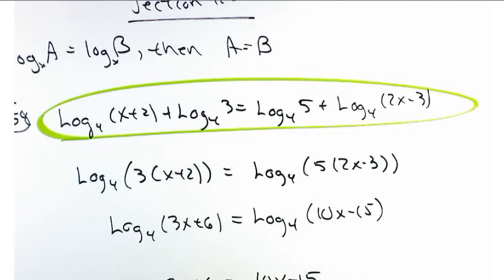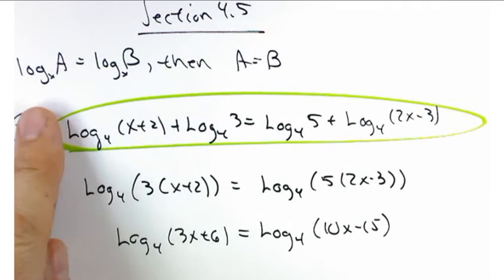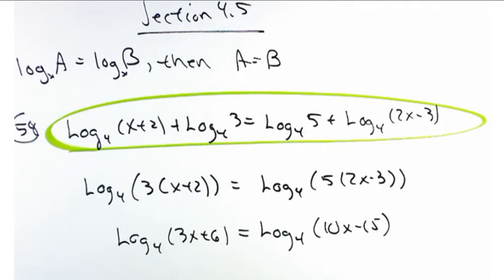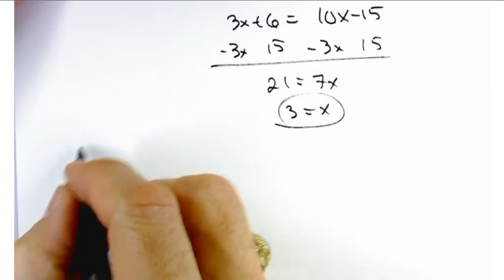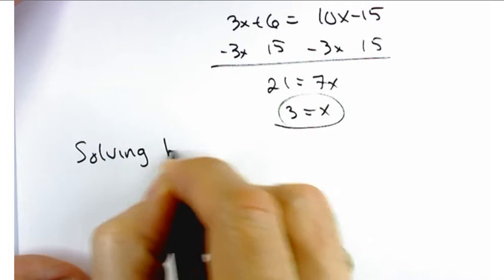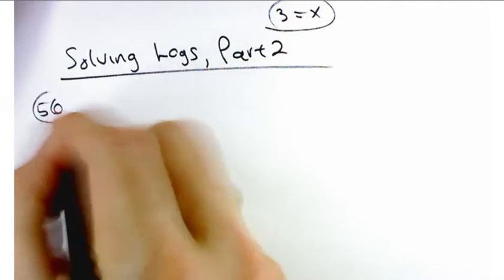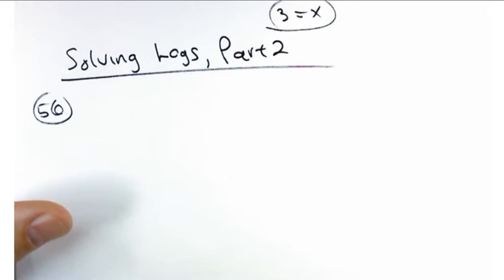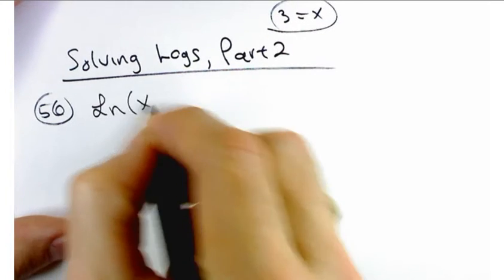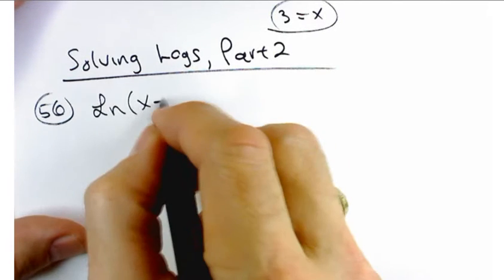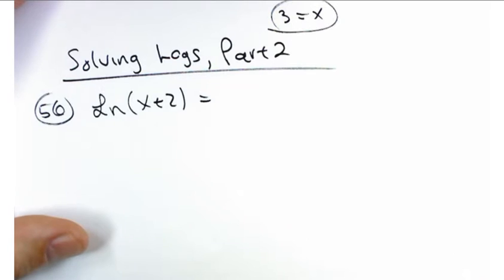So that's one way to solve logarithmic equations. And it works as long as all of your terms are kind of wrapped up in a logarithm. But what happens if you have something like problem number 56? Solving logs, part 2. In problem 56, we've got ln of x plus 2, I don't know, the book wrote 2 plus x, equals 1.